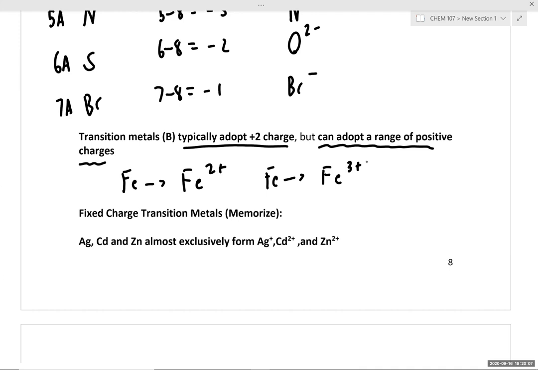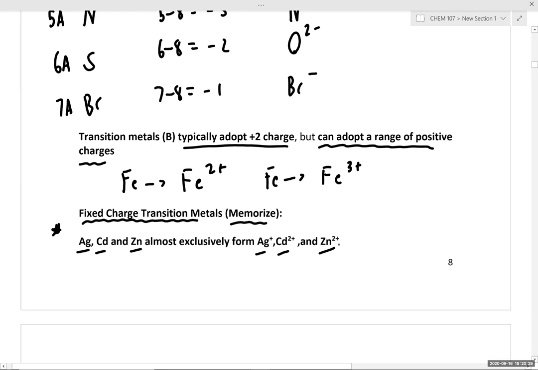So you can't apply the same rules for main group elements to transition metals. However, there are some exceptions. These are known as fixed charge transition metals. You'll need to memorize these. Silver, cadmium, and zinc form silver +, cadmium 2+, and zinc 2+.